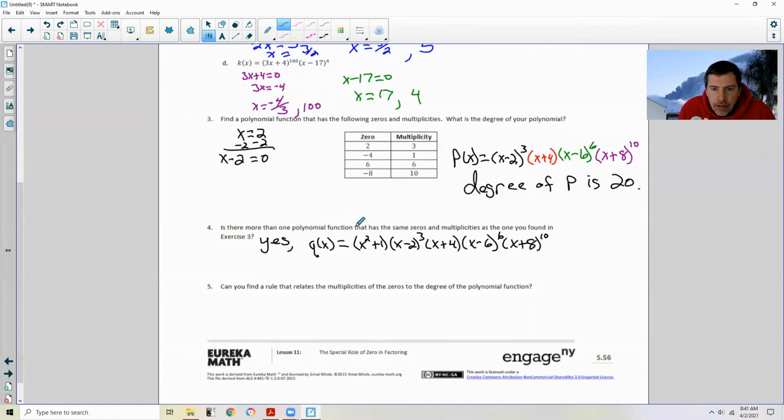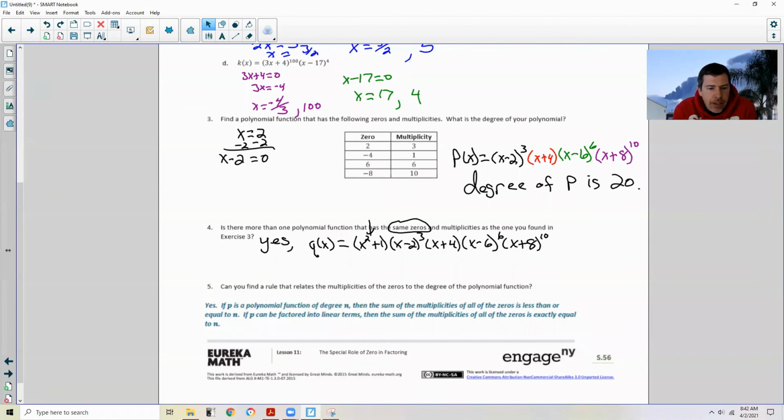Then this polynomial has the same number of real zeros, because this is an imaginary number, and the same multiplicities. So if I'm not going to count the multiplicity of this because it's not real, then there is another polynomial. So I can just put any x squared plus anything to get an imaginary solution, and that would be the same degree, same multiplicity. So then it says, can you find a rule that relates the multiplicities of the zeros to the degree of the polynomial function?